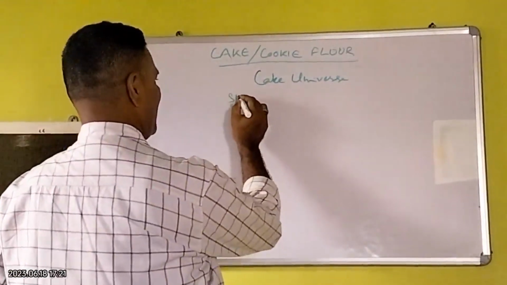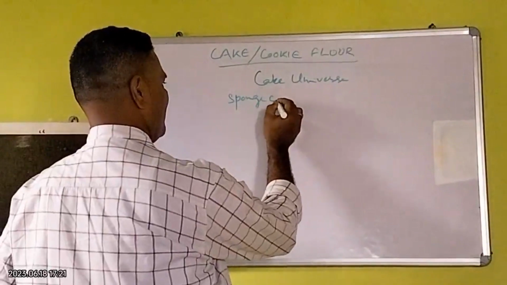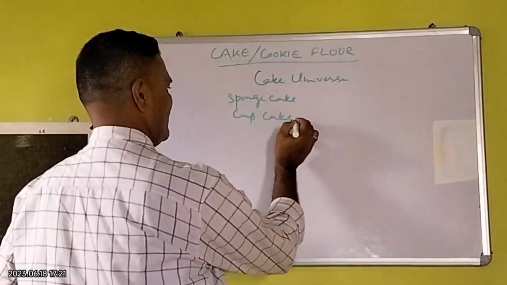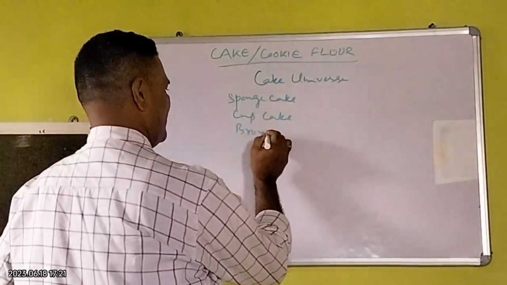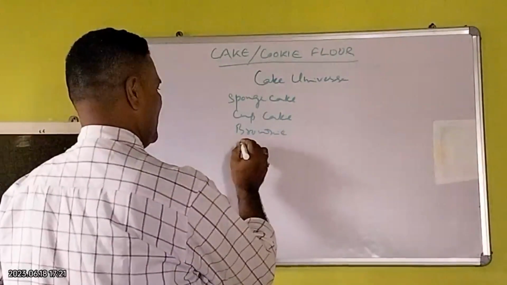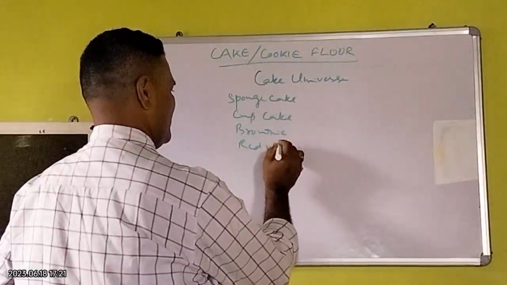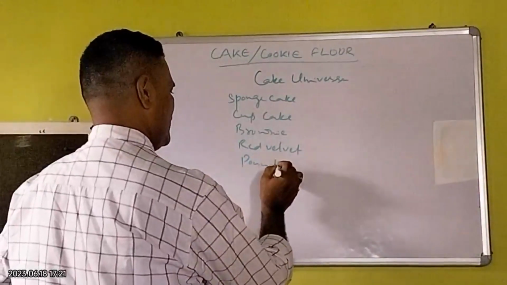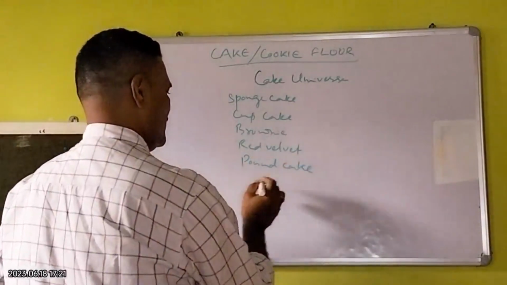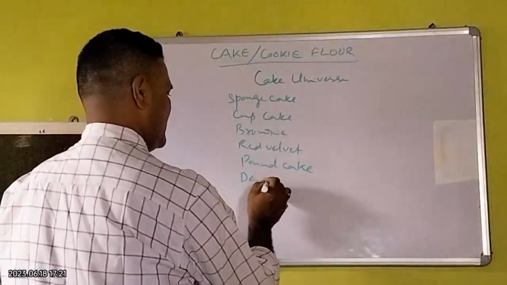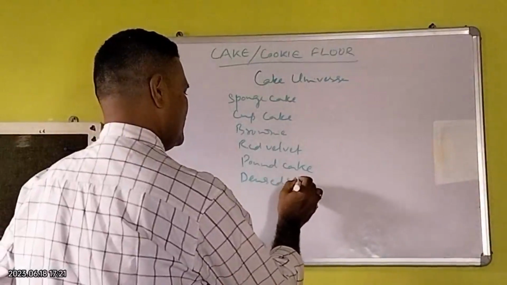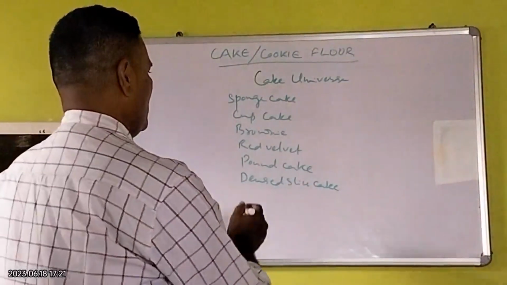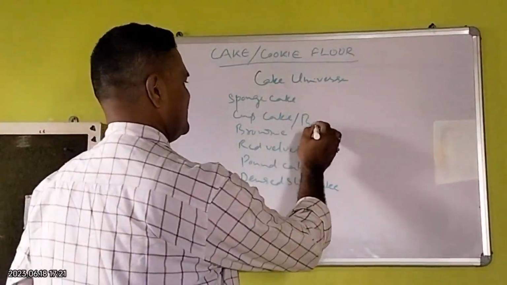You've got a sponge cake, then you've got a cupcake, brownie, red velvet, pound cake, and you have got dense sliced cake. This is bar cake as well.